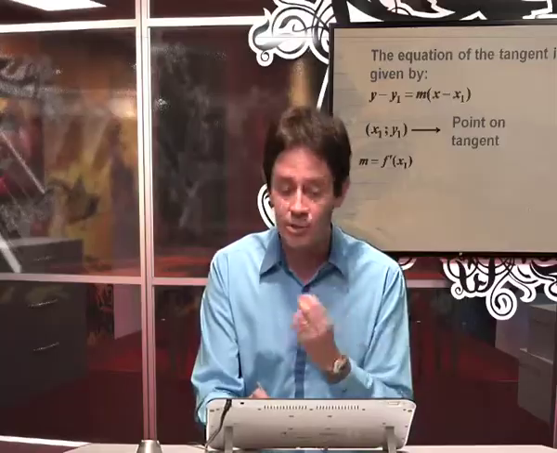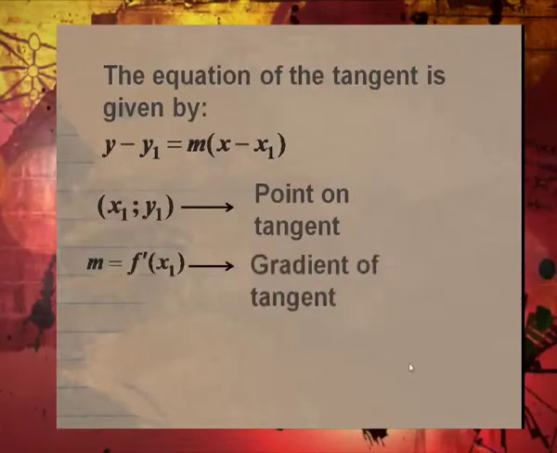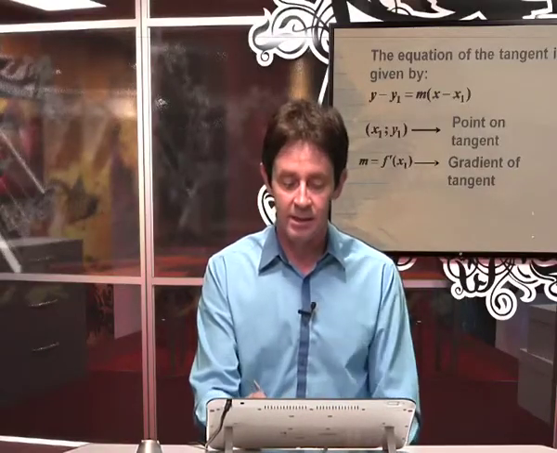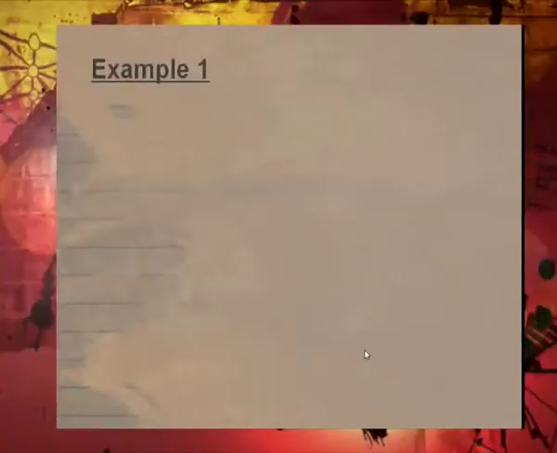Okay, now let's look at something else. Gradients of tangent. These three bits, the m, the x1, and the y1, are needed to get the equation of the straight line, which is a tangent to the curve. Okay, now let's have a look at an example.